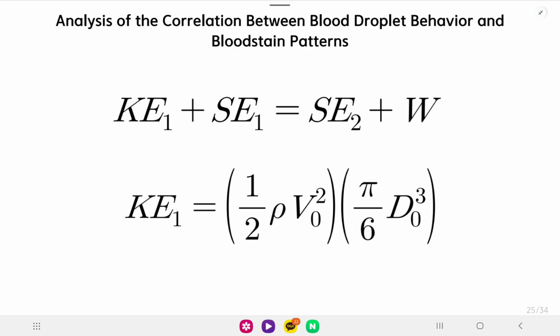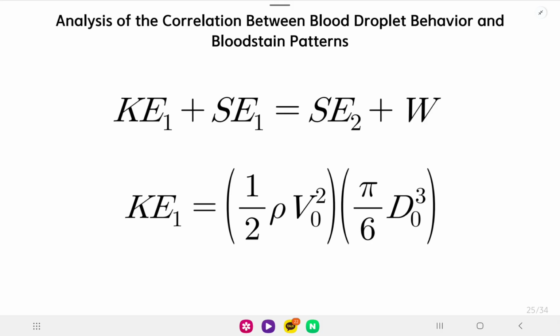To derive the correlation between the radius of a bloodstain and the impact of the blood droplets, the energy conservation equation for the spreading characteristics after droplet impact can be established as follows. The left-hand side of the equation consists of Ke1 and Se1, which represent the initial kinetic energy and surface energy of the blood droplet respectively. These values are determined by the initial diameter and velocity of the droplet as follows.